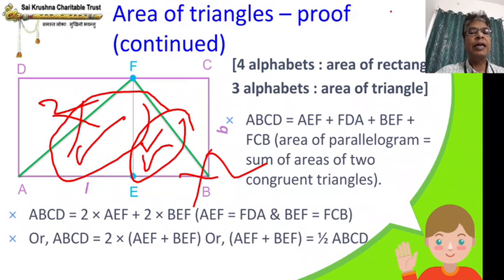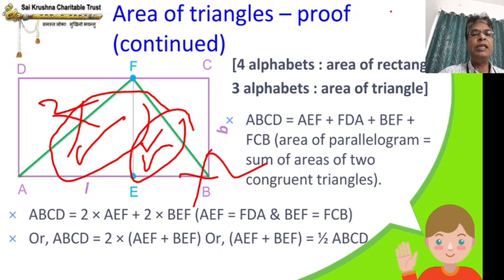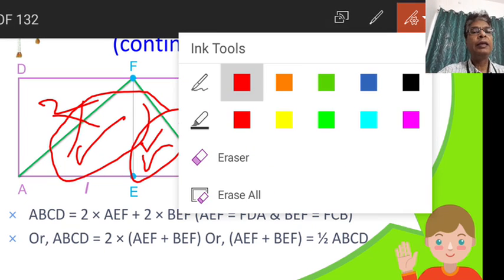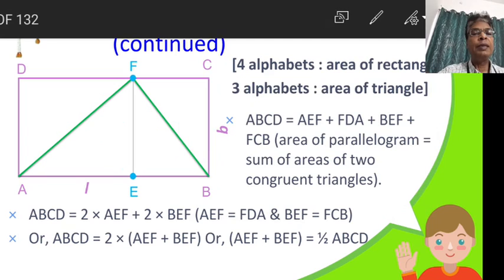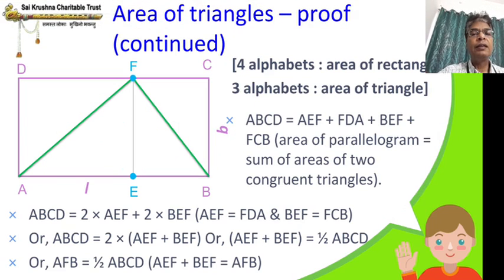Let's see the next line. Or ABCD equals 2 into AEF plus BEF. So I have taken the 2 out, or for AEF plus BEF, I am taking the 2 to the other side, ABCD. I will remove all the markings now. Now it will be clear. Or AFB equals half ABCD.